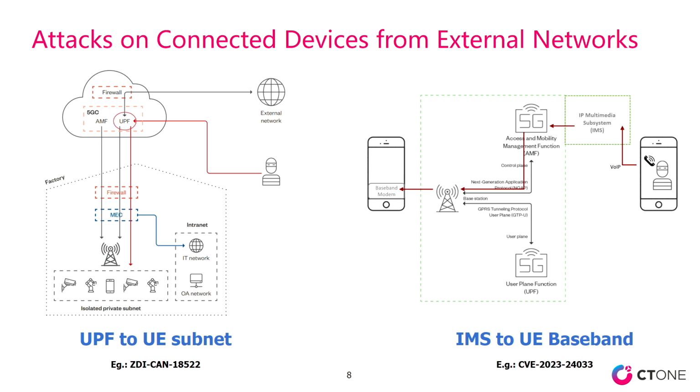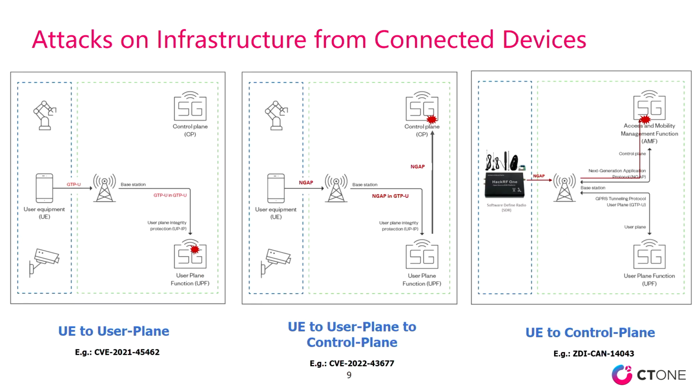That's because I don't want to deal only with the theory. So you can see that these are all verified in at least one product, either commercial or open source. There are 3 more here. These are attacks on the packet core infrastructure from connected devices. That means we can use a cell phone to attack the packet core infrastructure.